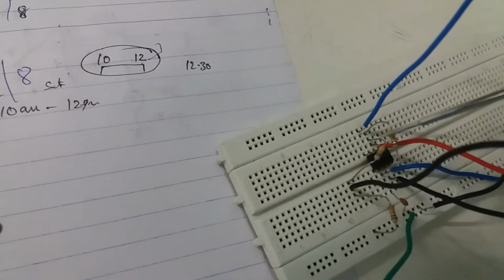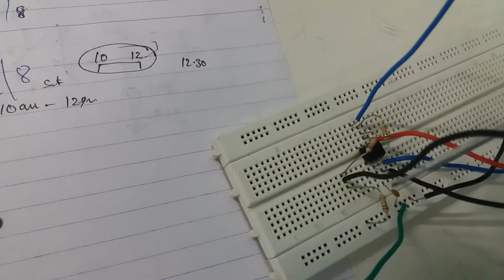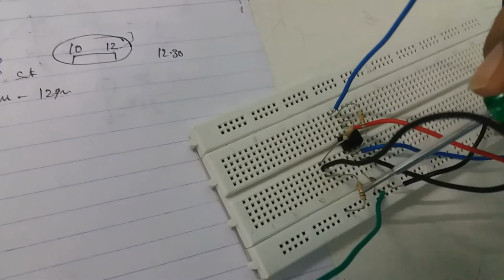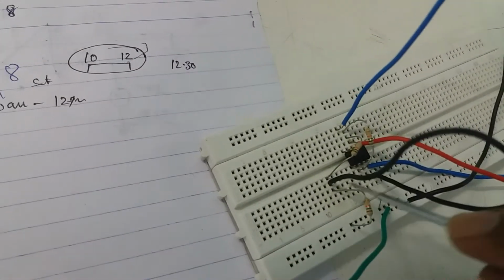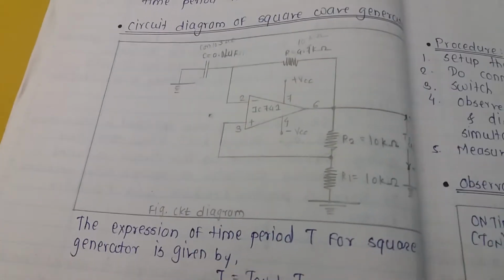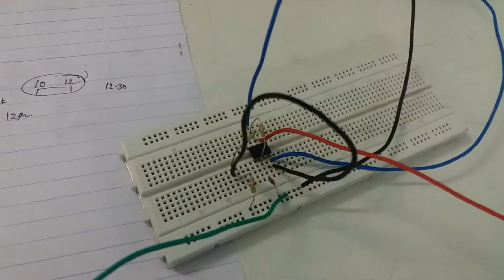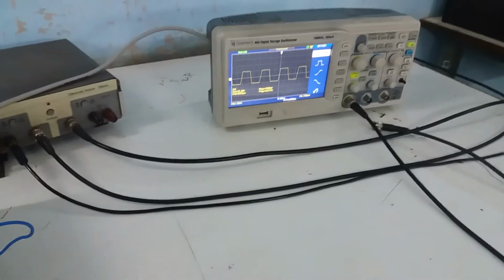At the 6th terminal, there are two 10 kilo ohm resistances connected in series to the ground. This is the common ground I used. The center point is connected to the third pin. This is the simplest circuit diagram, and you will produce the result from it.